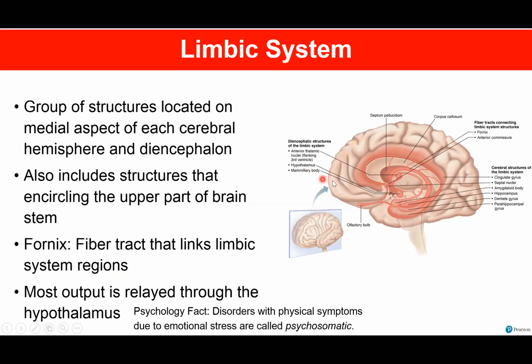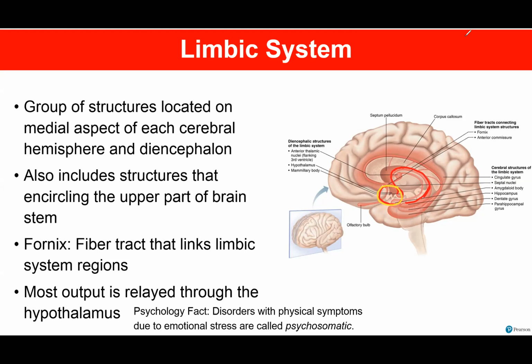So again, the limbic system is a group of structures located in both the cerebrum and also in the diencephalon, and it includes some structures that encircle the upper part of the brainstem, and also has this region called the fornix. And so the fornix, let me just draw it on here because sometimes it's hard to see where these arrows are pointing to. Okay, so the fornix would be that area. And the fornix is a fiber tract that links all of these different regions of the limbic system. Okay, and the limbic system processes all of this incoming information, and basically what it does is it relays that information to the hypothalamus, which is there.